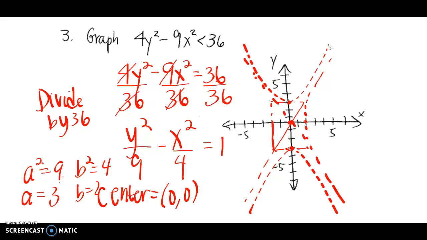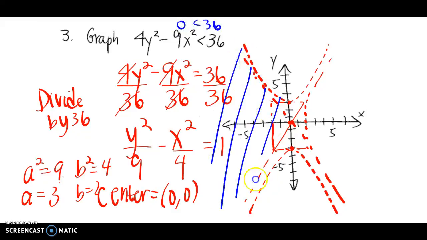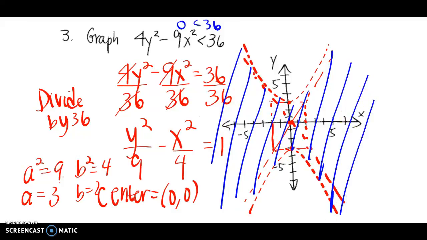Okay. So you're either going to shade in both of these sections or outside of them. So let's test a point. What's a good test point? 0. Go back up here. If you put 0 in for x and y, what's this whole side going to be? 0. 0 less than 36. True. Everything on the outside of both branches. They're not parabolas, but they look like parabolas. So you shade all of that forever and ever.